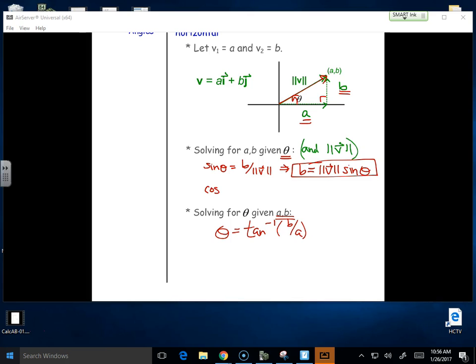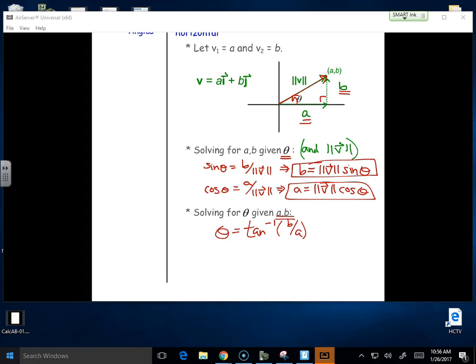Well, he's the adjacent, yeah? So we'll have A over magnitude of B. Solving for A, we have ourselves another formula. A equals the magnitude times cosine of the angle. There we go. What are these?